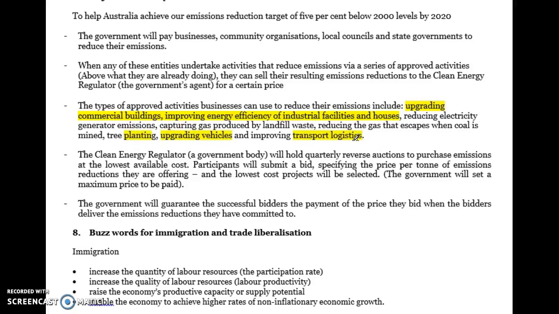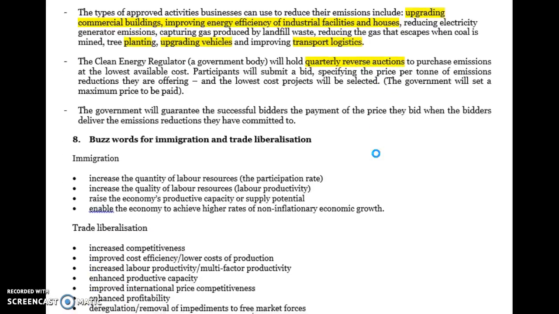costs. The idea of this is by holding these reverse auctions, people buy these permits and therefore they use them, and therefore they're more likely to invest in renewable energy because they're getting a subsidy for doing so. So the Clean Energy Regulator holds auctions every quarter to purchase these emission reductions at the lowest possible cost. So make sure that you are aware of the direct action policy.